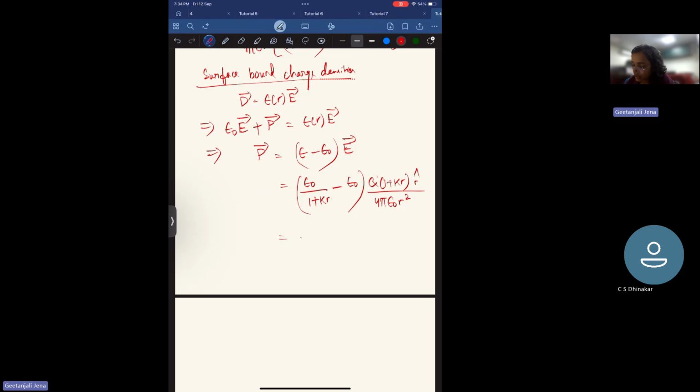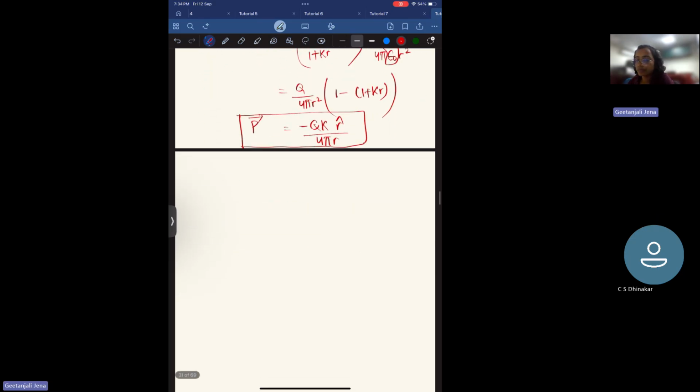Simplify it further, you will get Q by 4 pi r square epsilon naught. Take it inside, you will get 1 minus 1 plus Q. So the final is Q K by 4 pi r, with a negative sign, R K. This is the polarization. Now you can easily guess what the surface charge density will be.